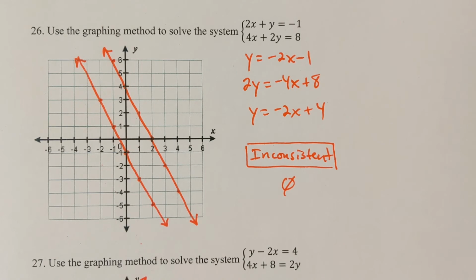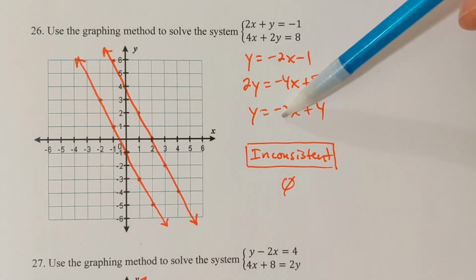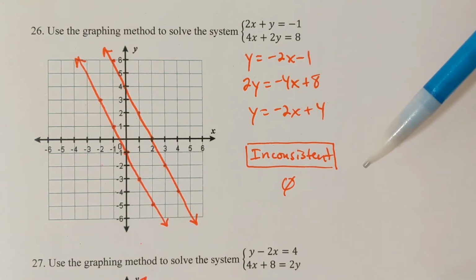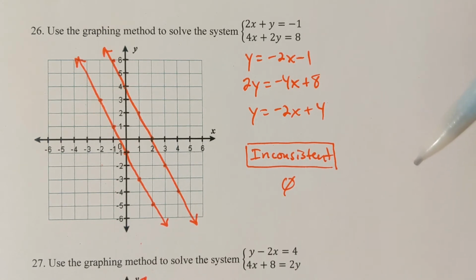Now these lines are parallel lines. Parallel lines will never intersect each other. How I know that they're parallel is because parallel lines have the same slope. Because these lines will never intersect each other, there's going to be no solutions to this system. A system that has no solutions to it is called inconsistent.